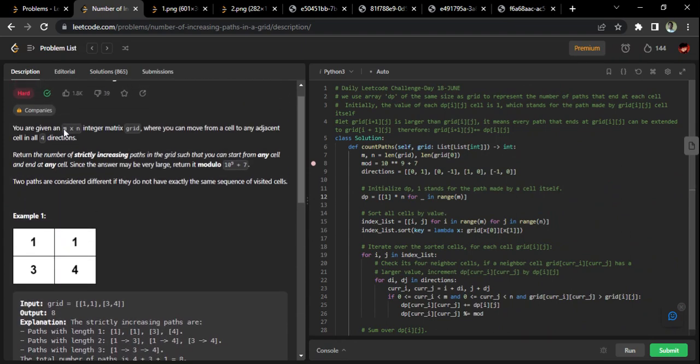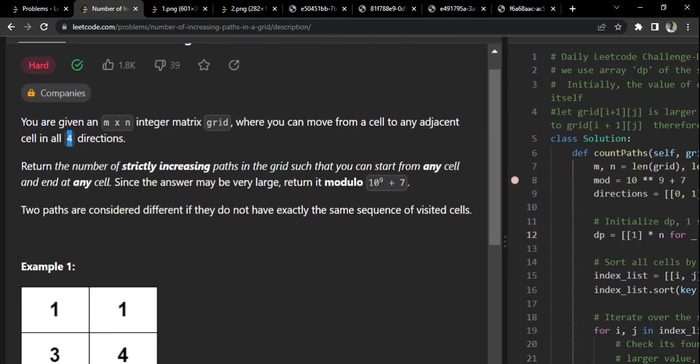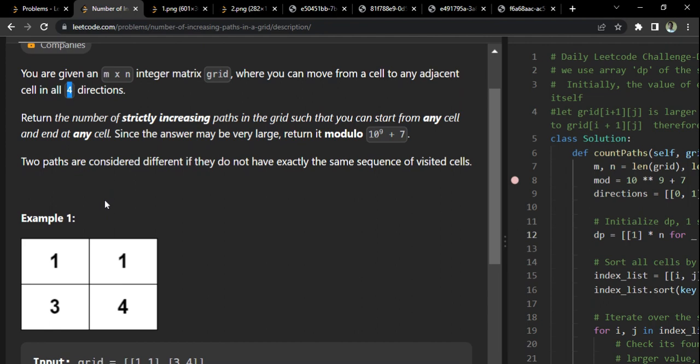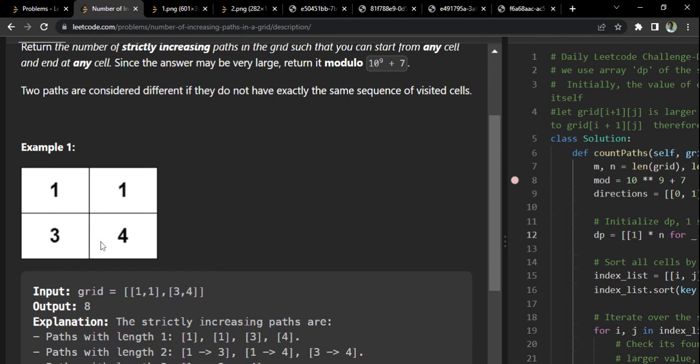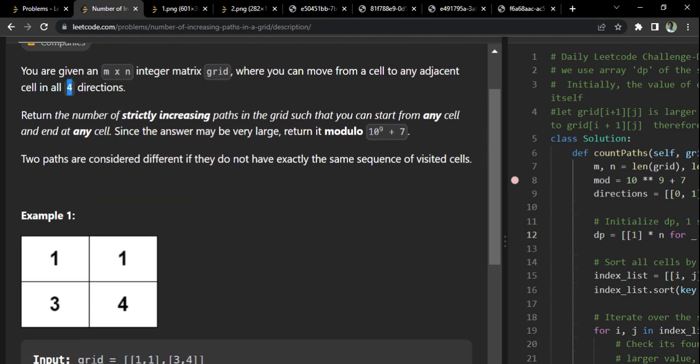Let's see now what the question is. We are given an m cross n matrix called grid, where you can move from a cell to an adjacent cell in four directions. Please make this point very clear. What do you mean by four directions? Typically, when we talk about directions, there can be eight directions. In the grid given here, suppose I'm at three. I can either go to one, which is the vertical top direction, or I can go to four, which is the horizontal right direction, or I can go to the cell below three, which is the vertical bottom direction, or I can go to the left of three, which is the horizontal left direction. These are the four directions which they are talking about.